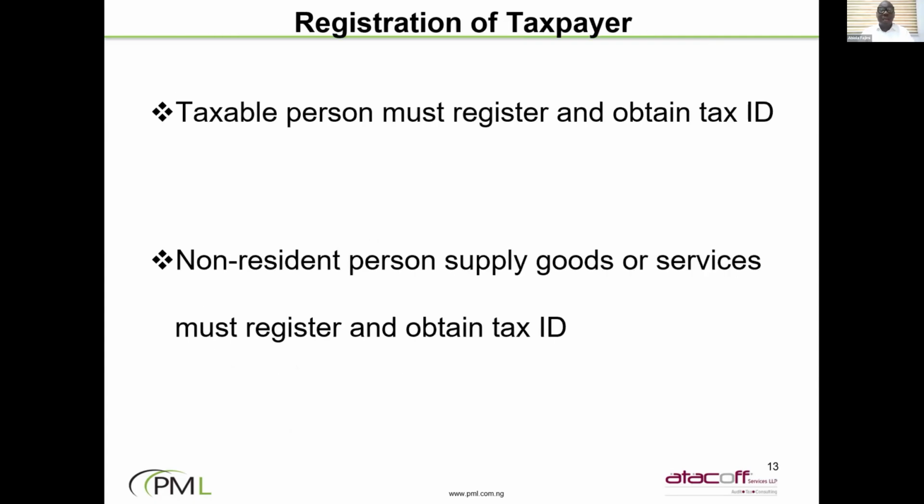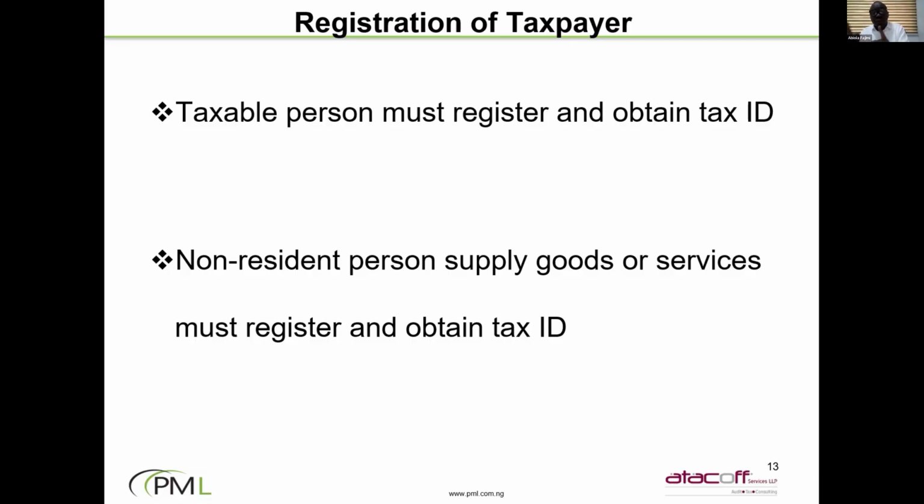Let's talk about registration of taxpayers. A taxable person must register and obtain a tax ID. You are expected to register once you are a taxable person, individual or corporate. You must register and collect your taxpayer ID. There are other long definitions and long processes that are stated in the Act. You must register and obtain it. If they discover that you've not registered, they can automatically issue one for you. You must not have two taxpayer IDs.